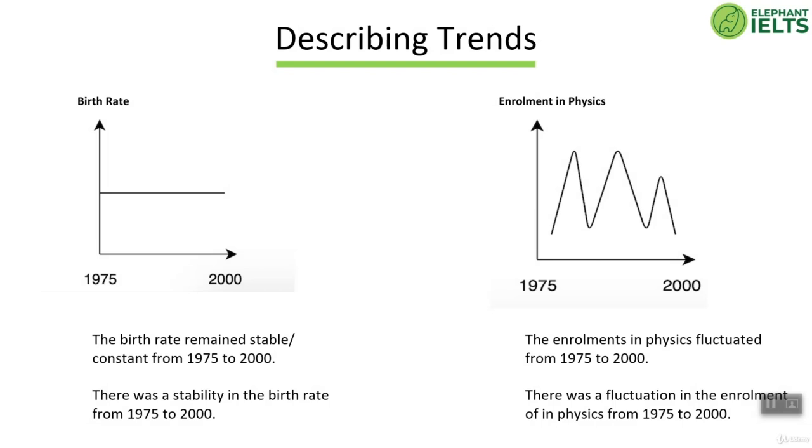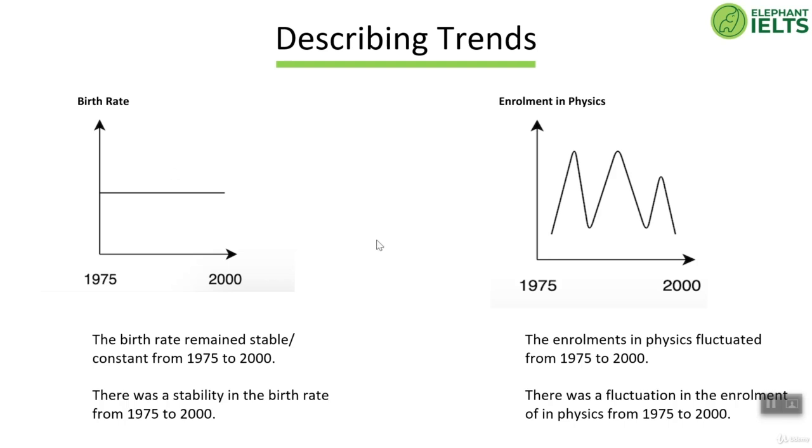Sometimes the trend is stable, as in this line graph. It shows that the birth rate remained stable or constant from 1975 to 2000. So we can say the birth rate remained stable from 1975 to 2000, or the birth rate remained constant from 1975 to 2000. We could also use a noun. There was a stability in the birth rate from 1975 to 2000.